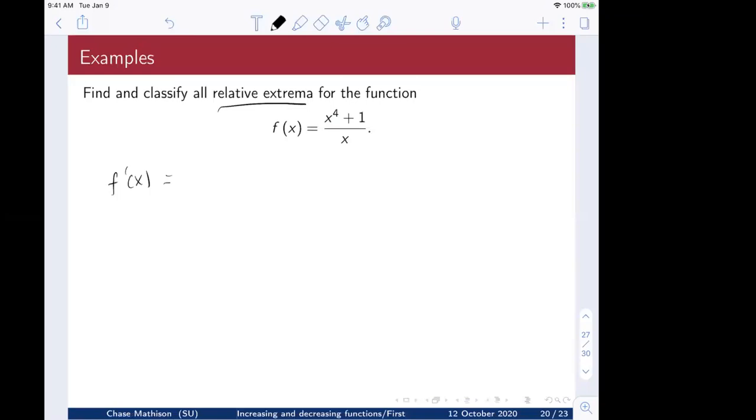Quotient rule. I could use the quotient rule, yes. Don't forget that if you simplify this though, this is really the same thing as x to the third plus 1 over x, which is x to the minus 1, right? So if we simplify this, then we can actually use a simpler power rule, right? But if you want to use the quotient rule, that's fine. You should get the same thing that we're about to get.